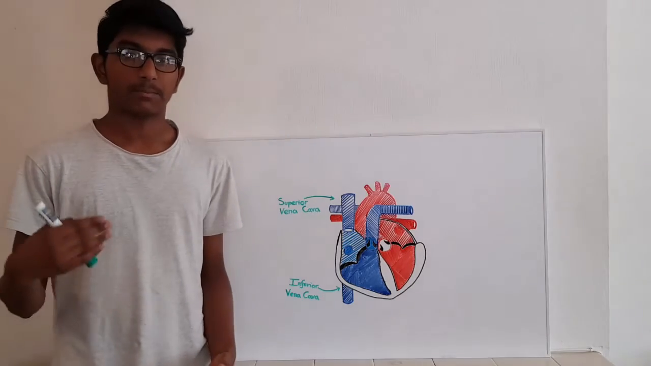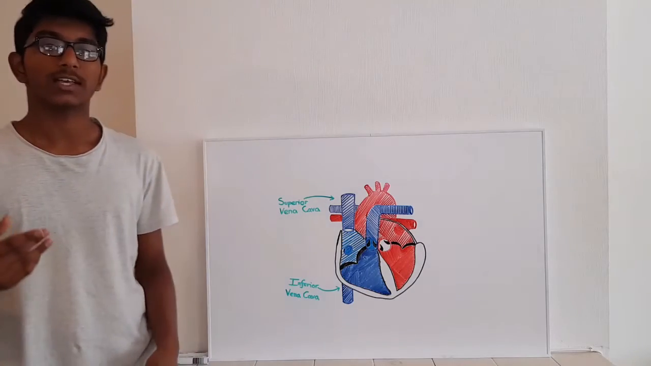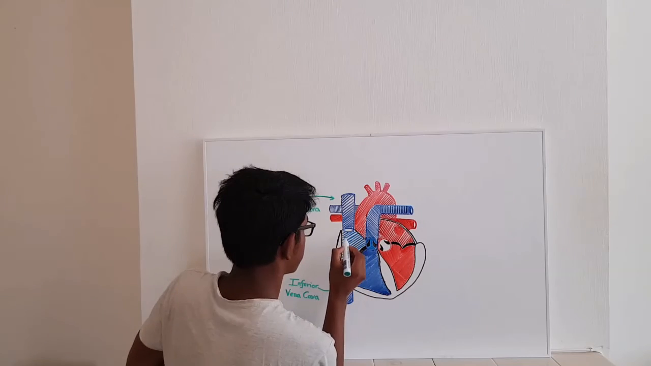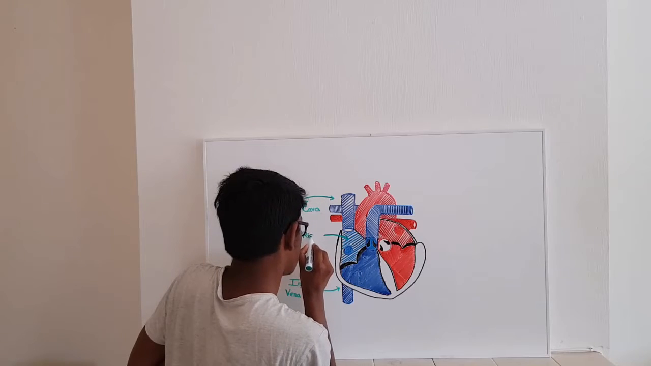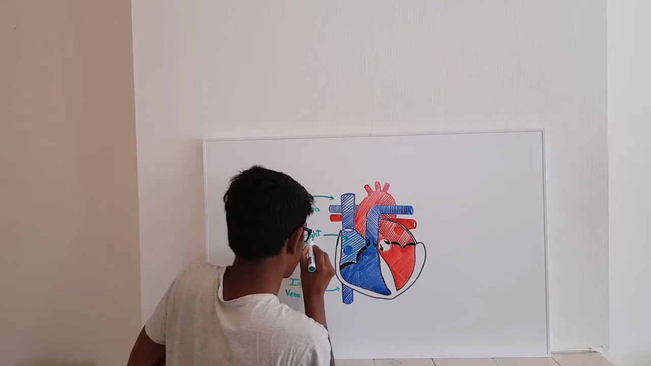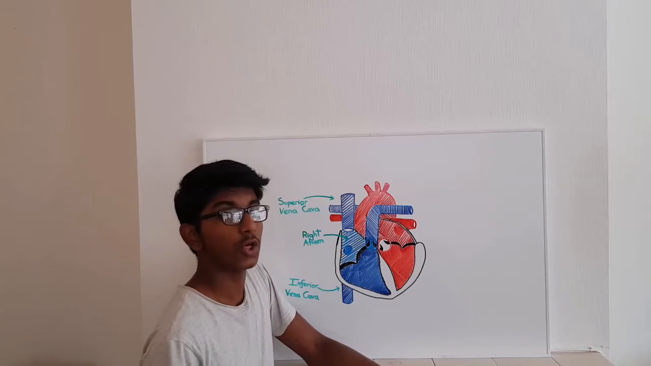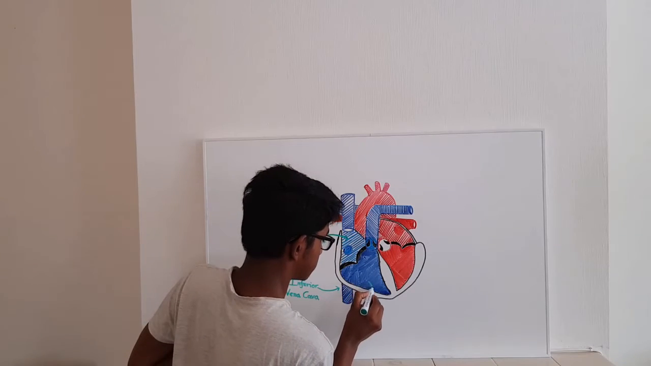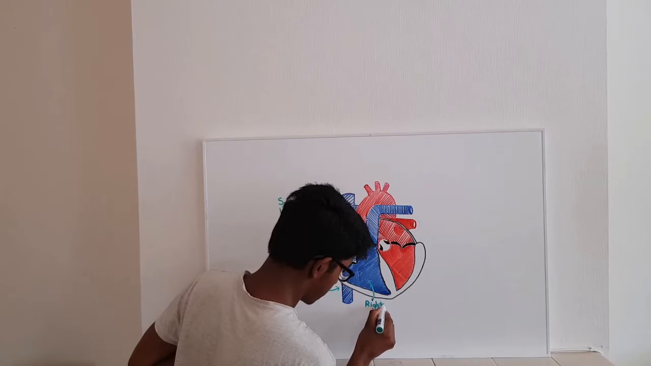So the deoxygenated blood from both the vena cavas ends up in a chamber of the heart known as the right atrium. Next, the blood makes its way into the right ventricle. The right ventricle.